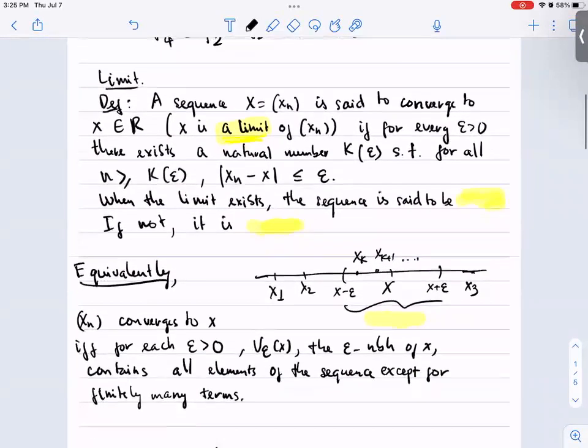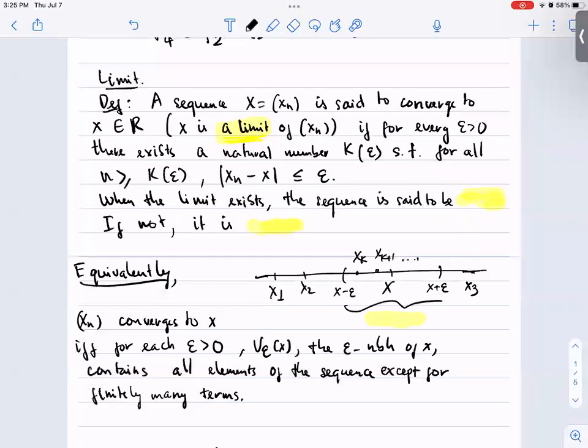Here is the definition. A sequence is said to converge to some real number x in the set of all real numbers, capital R, and x equals the limit of this sequence, if for every epsilon greater than 0, there exists a natural number k, probably depending on epsilon, such that for all natural numbers n greater than or equal to k, xn minus x in absolute value must be smaller than or equal to epsilon.